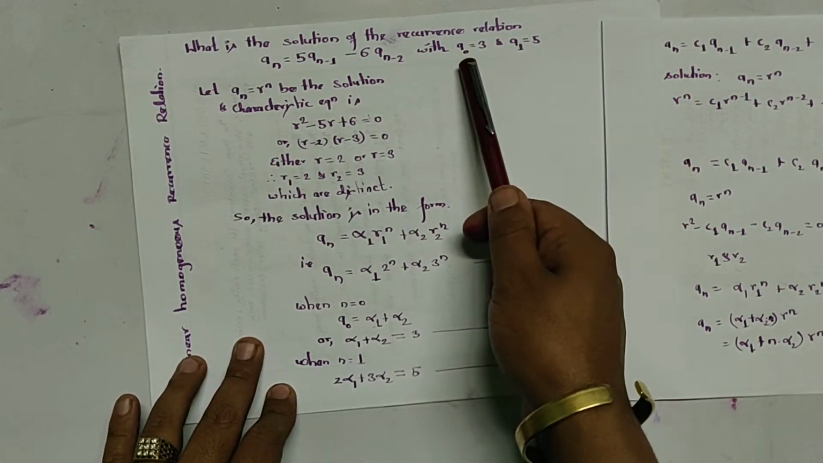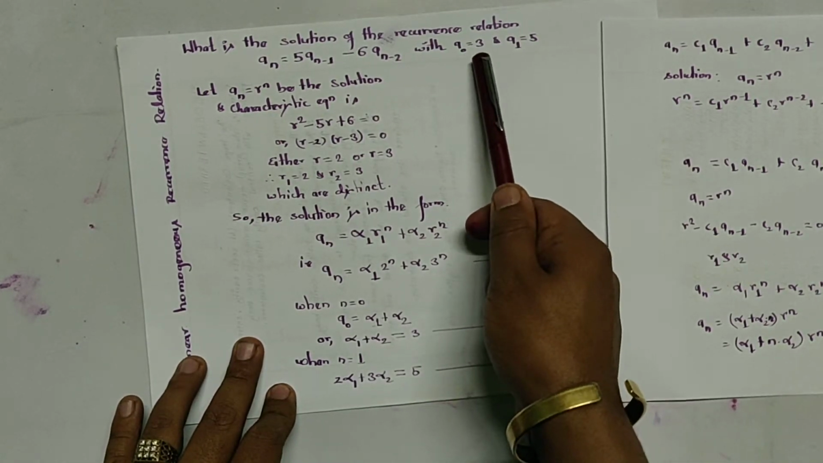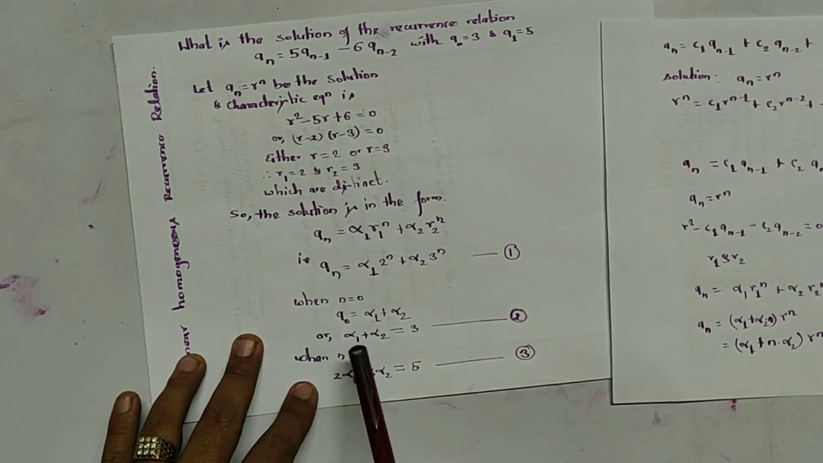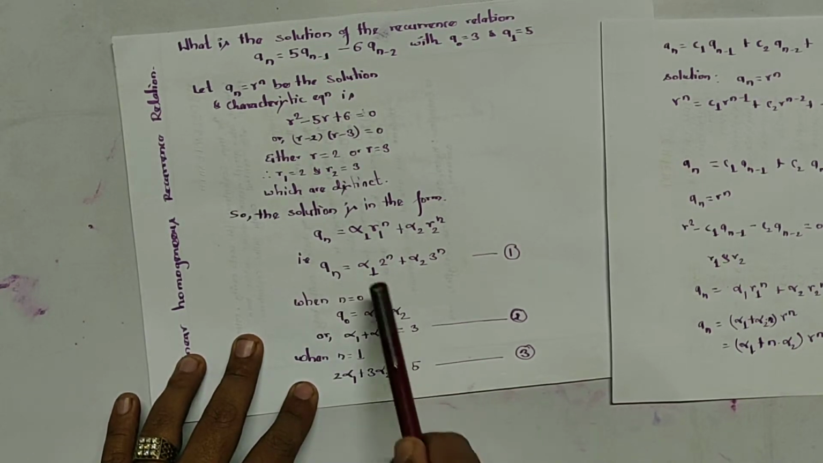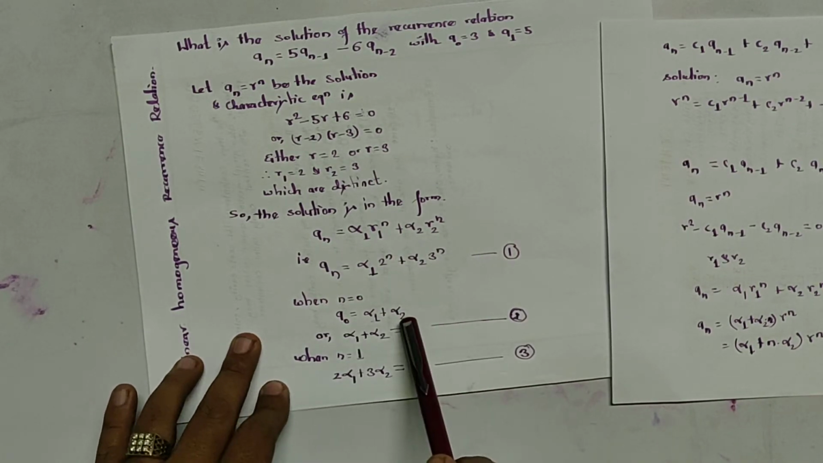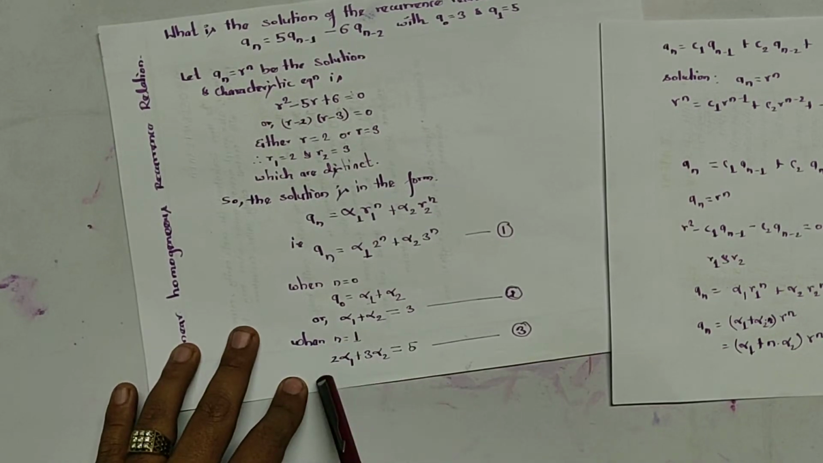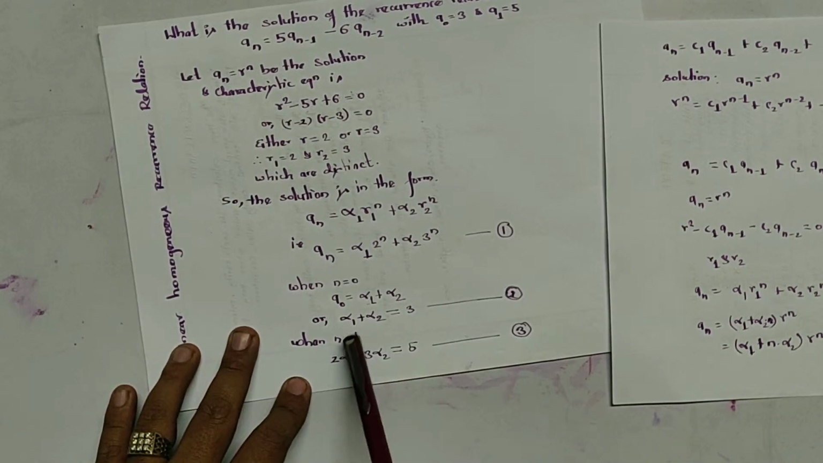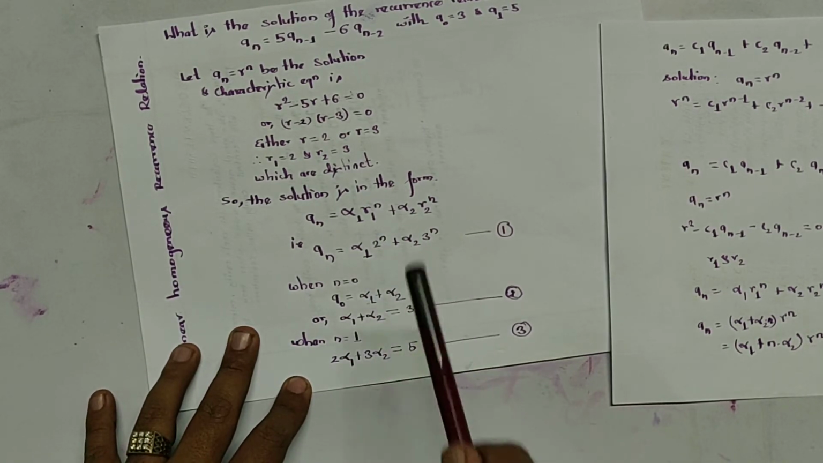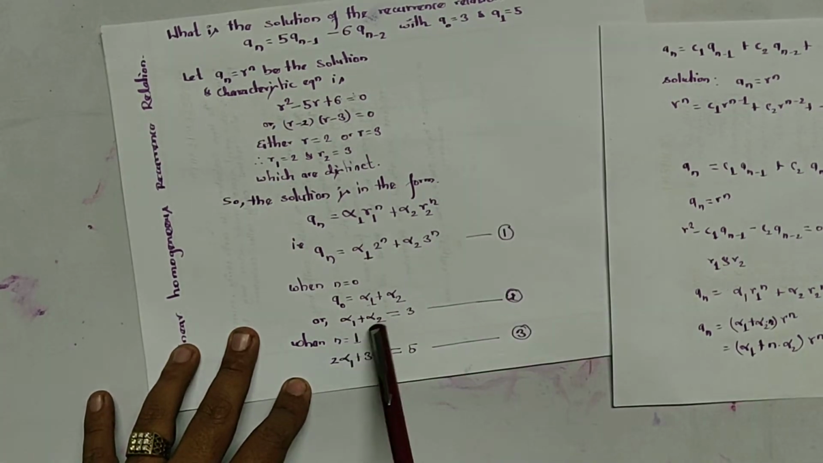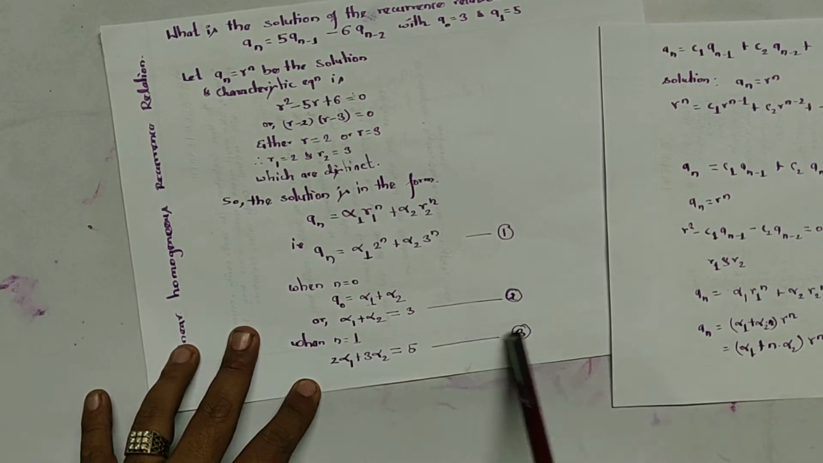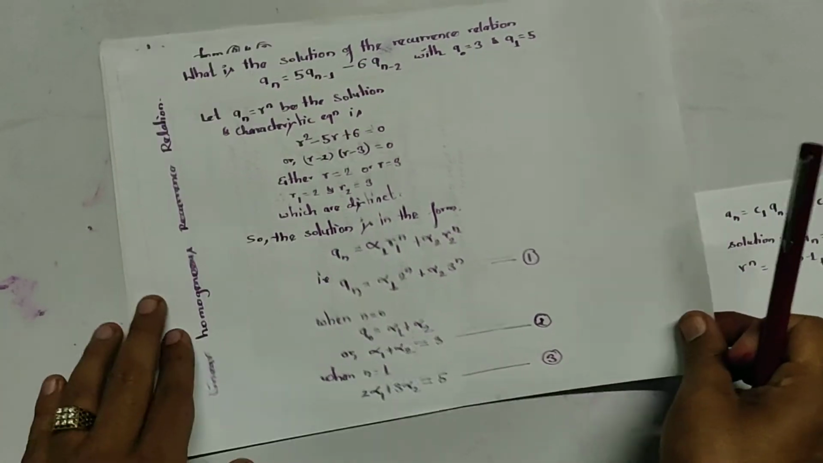The given conditions are: when n = 0, a0 = 3, and when n = 1, a1 = 5. When n = 0, a0 = alpha1 + alpha2, because 2^0 is 1 and 3^0 is 1. When n = 1, a1 = 2 alpha1 + 3 alpha2. We know a0 = 3, so alpha1 + alpha2 = 3, and a1 = 5, so 2 alpha1 + 3 alpha2 = 5. By solving these two equations, we get the values of alpha1 and alpha2.